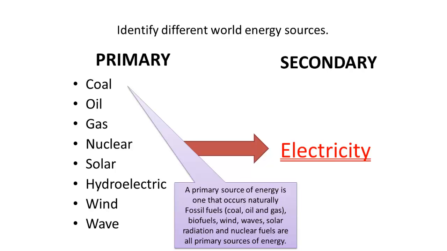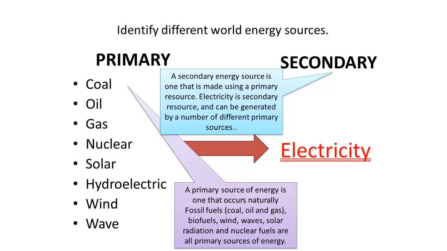But then we basically turn all these into electricity. A secondary source is one that is made using primary sources. For example, electricity is a secondary energy resource. It can be generated by a number of different primary sources. There are other secondary sources, but this is the main one.